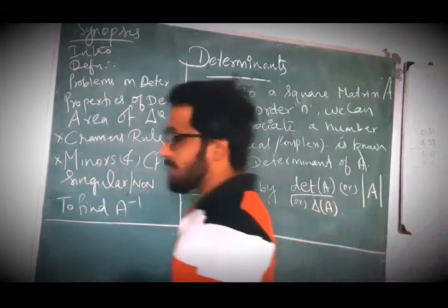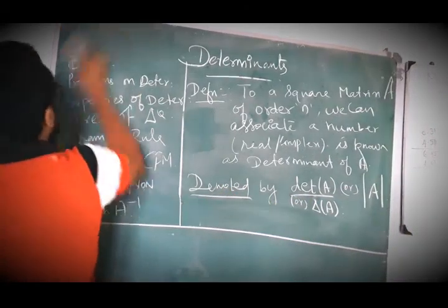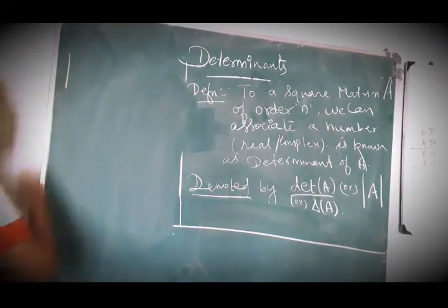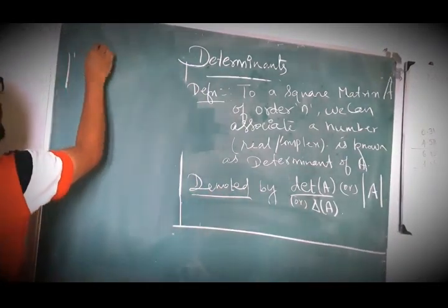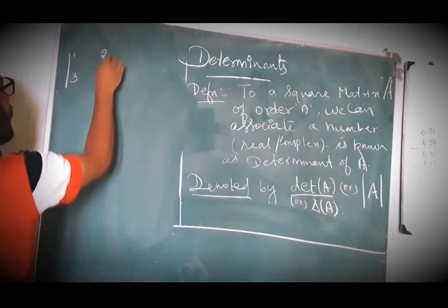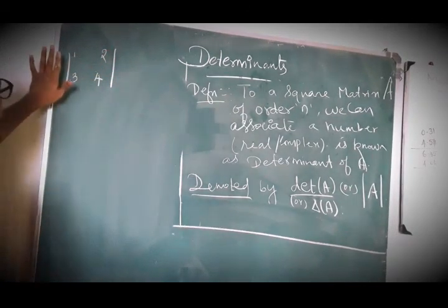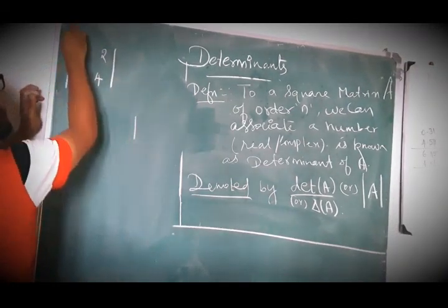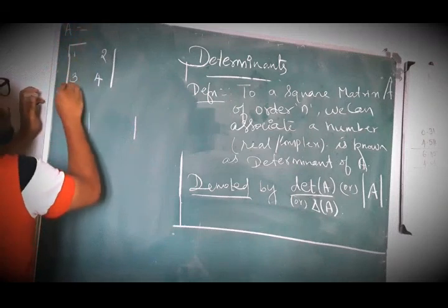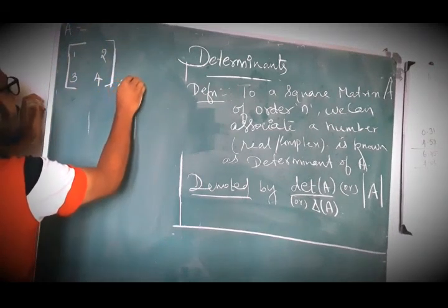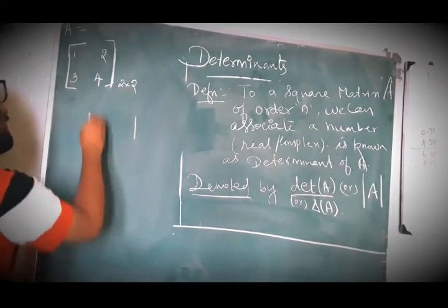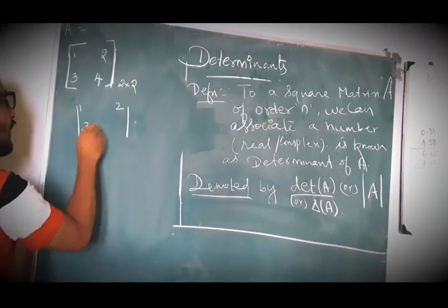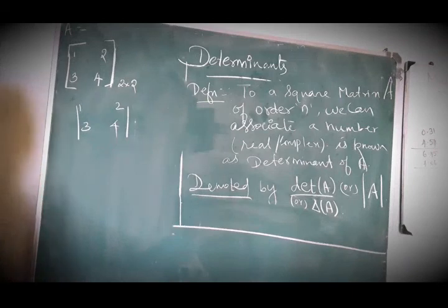Let us move on to an example. How to find the determinant? I have told you that for every square matrix we can find the determinant. That means, in between two parallel lines, you have to write the matrix elements. See, if capital A is equal to the matrix 1, 2, 3, 4, what is the order of this matrix? 2 by 2. If you want to write the determinant, simply write it in two parallel lines: 1, 2, 3, 4. That's it.